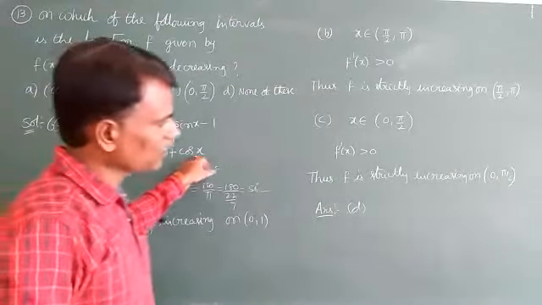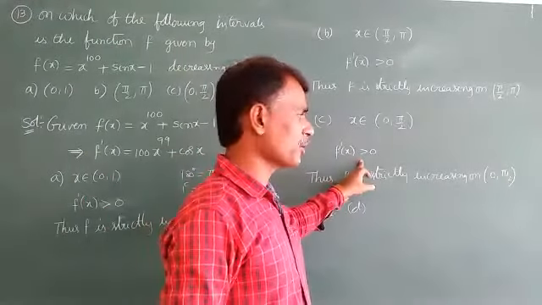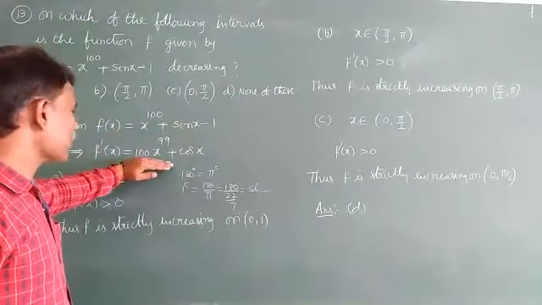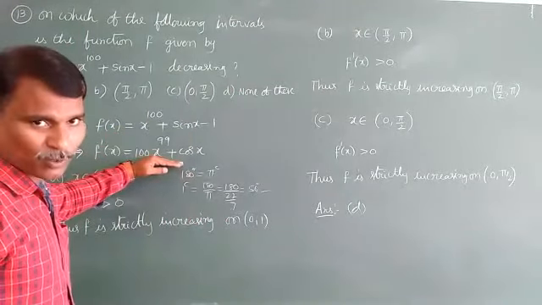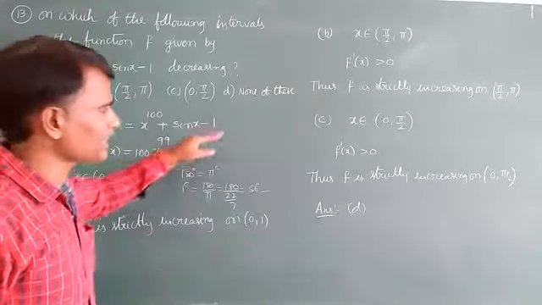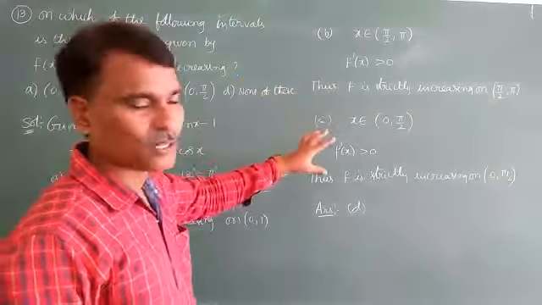Cos x is also positive, so again you will get a positive value. By observing the three options, f dash of x is always giving a positive value. Positive value means all are strictly increasing functions only.